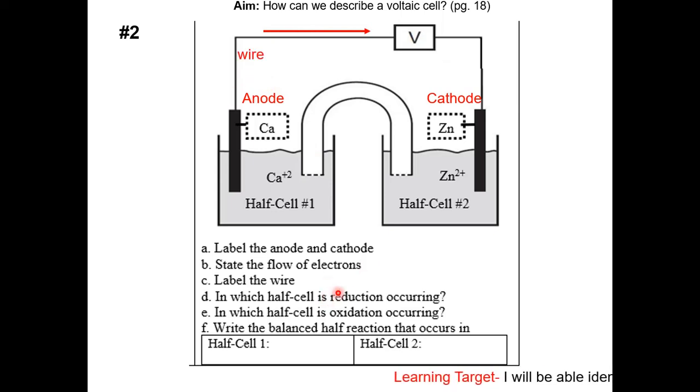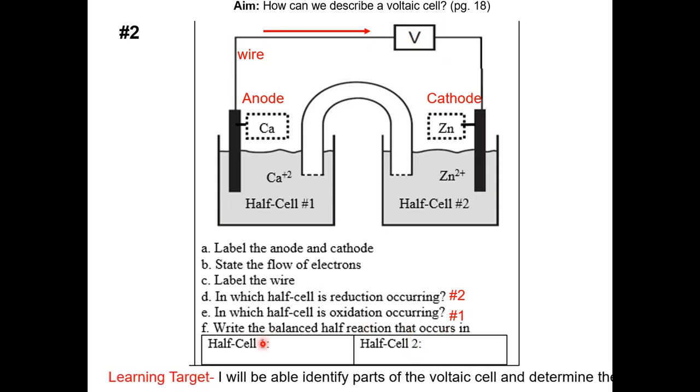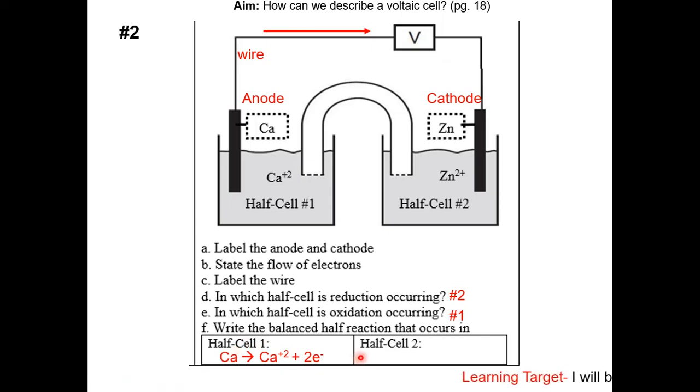In which half cell is reduction occurring? Reduction occurs at the cathode, which is half cell number 2. In which half cell is oxidation occurring? That will be the anode, so half cell number 1. Write the balanced half reaction that occurs in each half cell. Half cell number 1 is oxidation. Half cell number 2 is reduction.